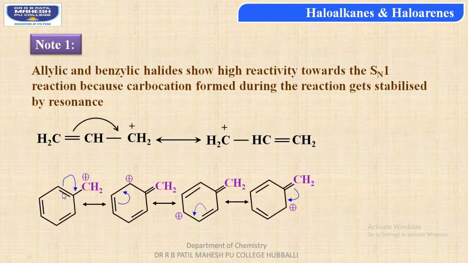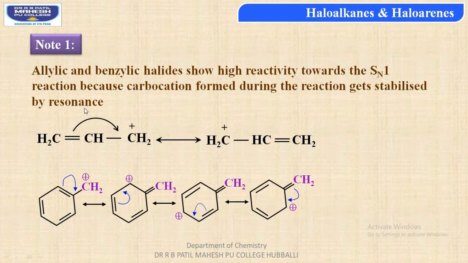If we consider benzyl carbocation, in this case pi electrons from the benzene ring are delocalized towards the carbocation so as to reduce the positive charge. Thus, we get the resonating structure for benzylic carbocation. In this way, the first step in the SN1 reaction, formation of the carbocation, is more stable due to resonance.